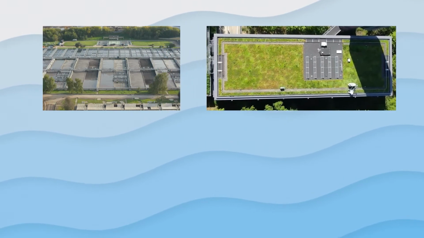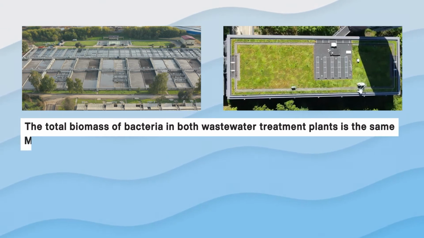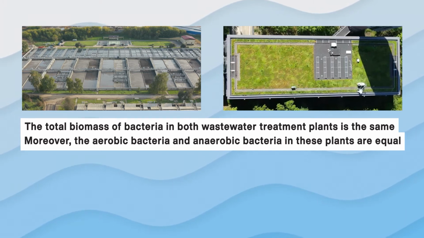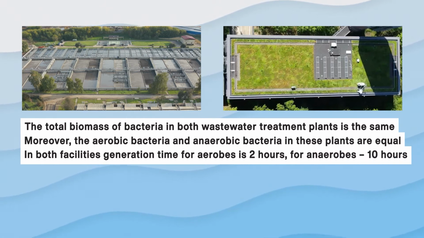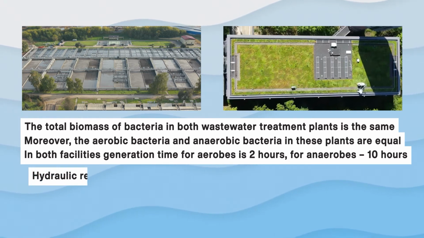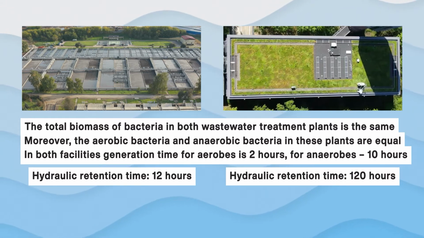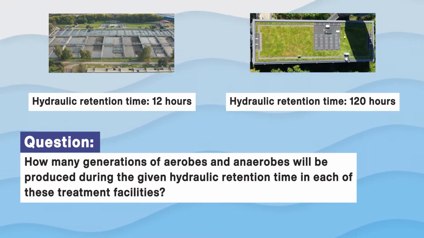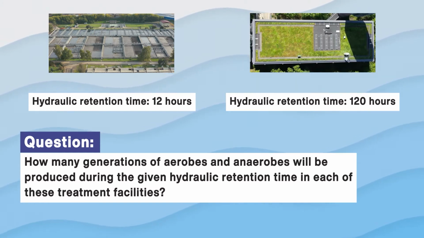So, activated sludge systems and constructed wetlands have the same amount of original bacterial biomass. The proportion of aerobic bacteria to anaerobic is also the same. The generation time of bacteria is the same in both facilities. It takes 2 hours for aerobes and 10 hours for anaerobes to double their biomass. In addition, hydraulic retention time in activated sludge systems is 12 hours and 120 hours in the constructed wetland, respectively. The question is, how many generations of aerobes and anaerobes will be produced during the given hydraulic retention time in each of these treatment facilities?